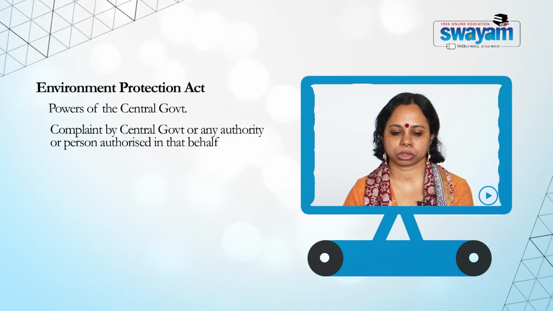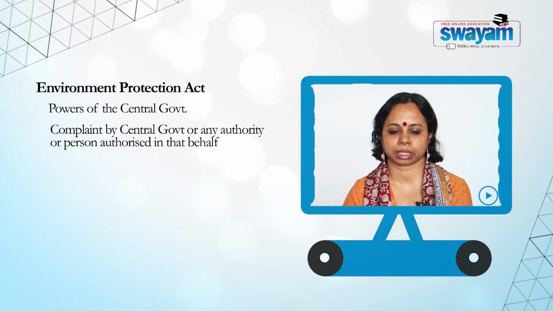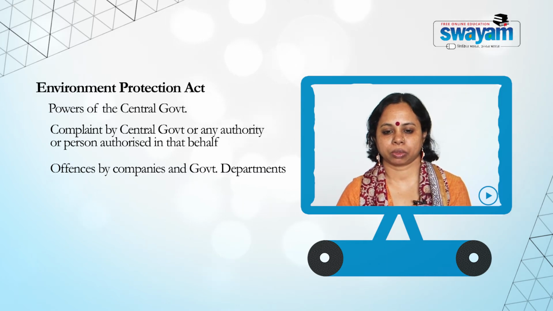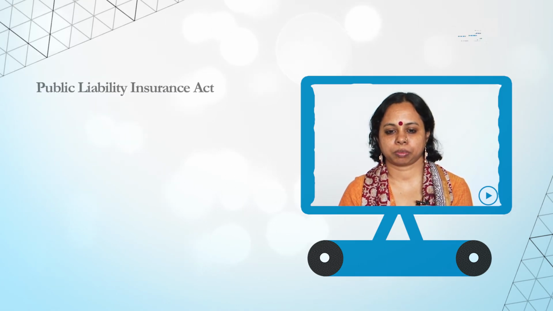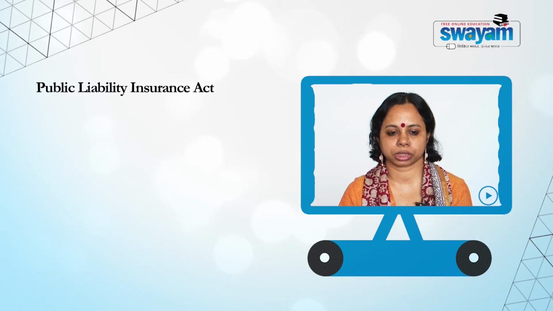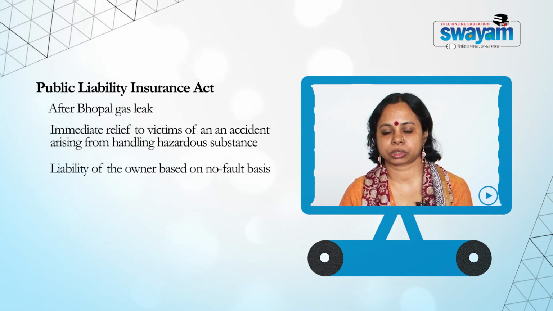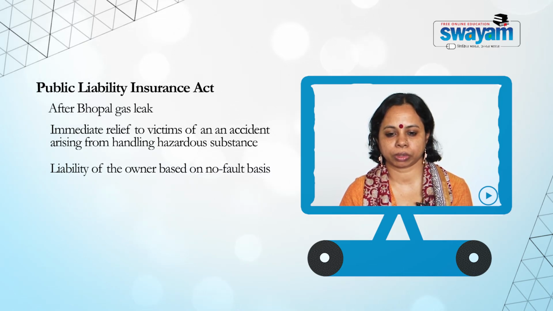Now, this Act also deals with, like the Air Act and Water Act, offences by companies and government departments separately. Now, in the year 1991, a Public Liability Insurance Act was brought in. Again, these are all acts after the Bhopal gas leak, and it was envisaged to give immediate relief to victims of an accident arising from handling hazardous substances. Now, here the liability is fixed on the owner on a no fault basis. So, there is no requirement of fault in order to fix the liability.